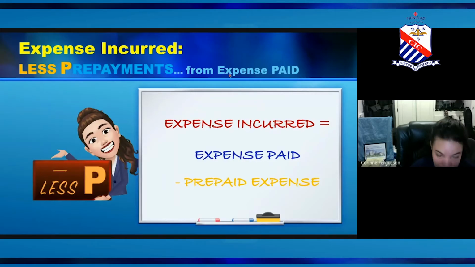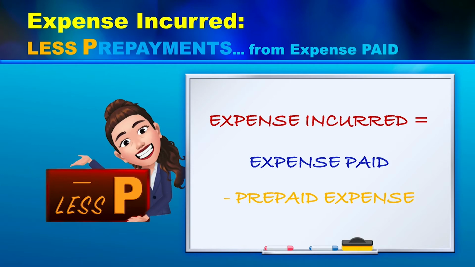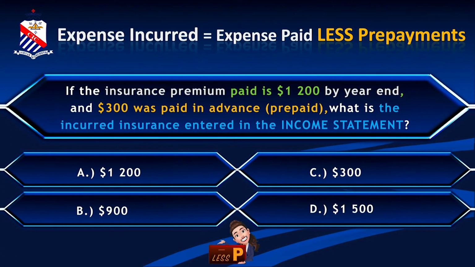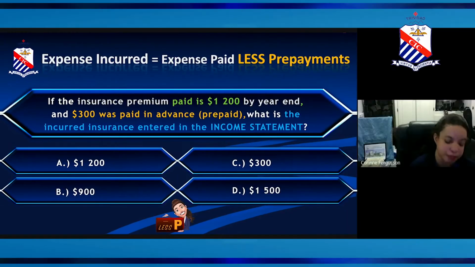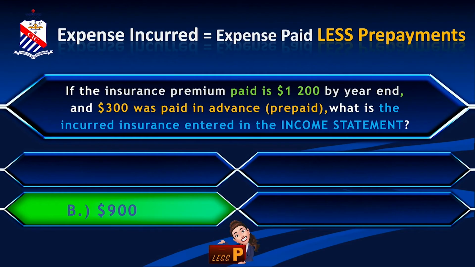So less prepayments, if you are given the amount paid and you're given a prepayment, just do the opposite and you're lessing. So if the insurance premium is $1,200, but you have a prepayment of $300, what is the amount that is incurred? You're lessing prepayments. 900. Thank you.